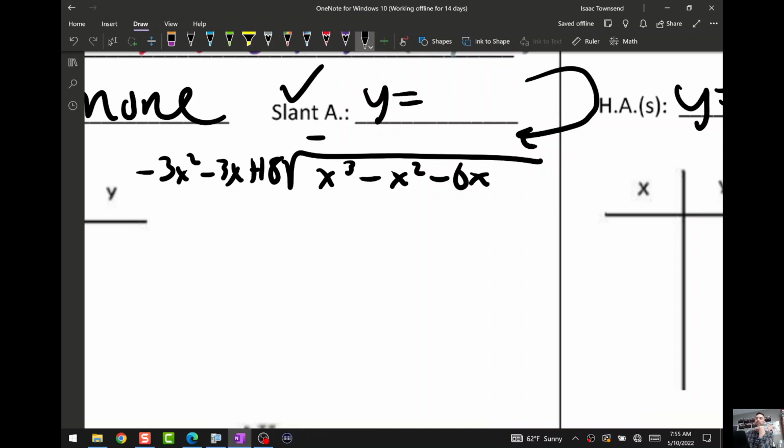Good, because a negative times a negative gives you a positive, like this one. What number can I multiply by 3 to get 1? 1/3. Good. Multiplying by 1/3 is the same as dividing by 3. And then what times x squared gives me x cubed? Just x. Just an x.